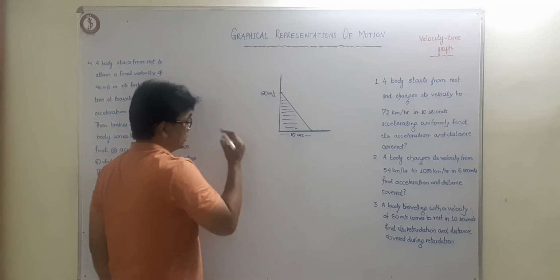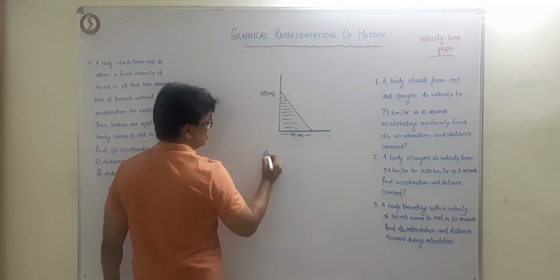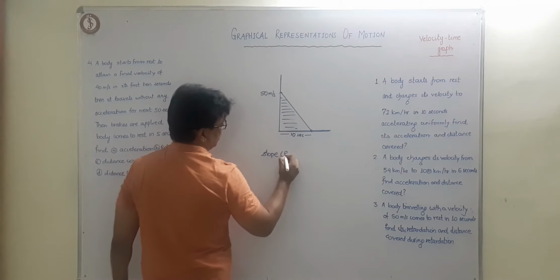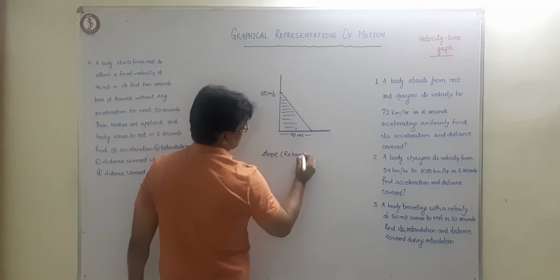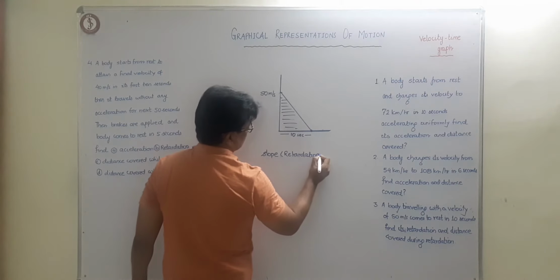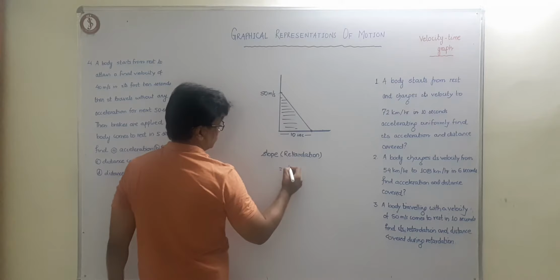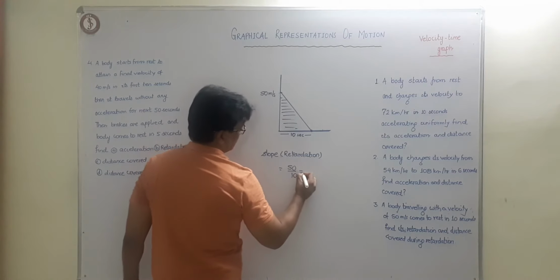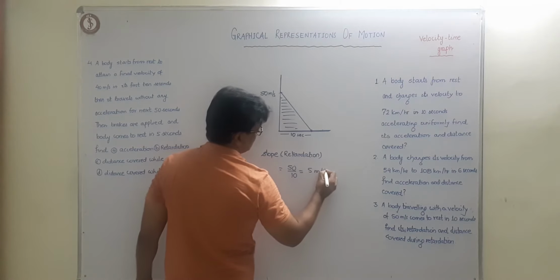So now retardation is the slope. Slope will give the retardation. So slope will be equal to perpendicular by base, I will write it, retardation. So 50 perpendicular by base 10. So it is 5 meter per second square.